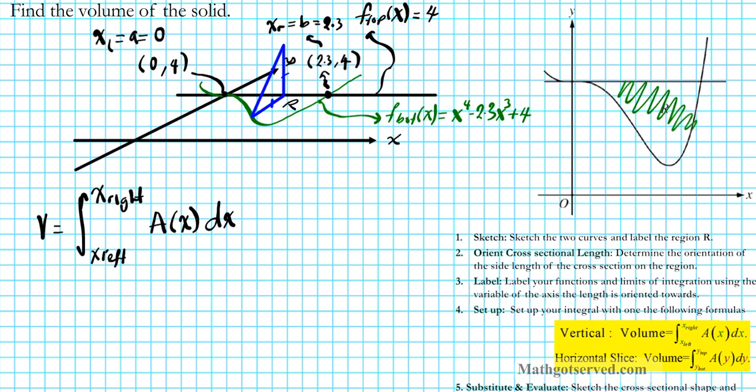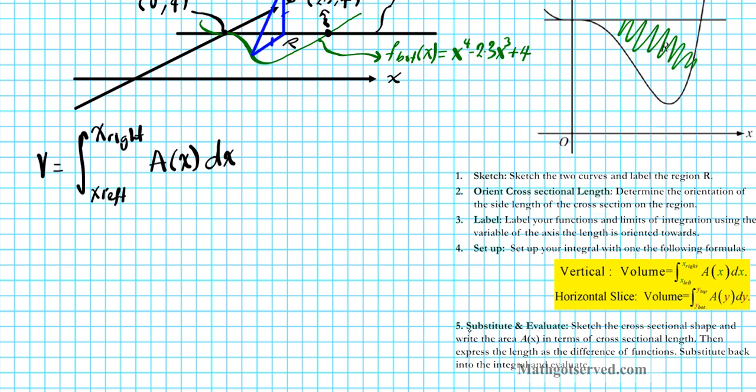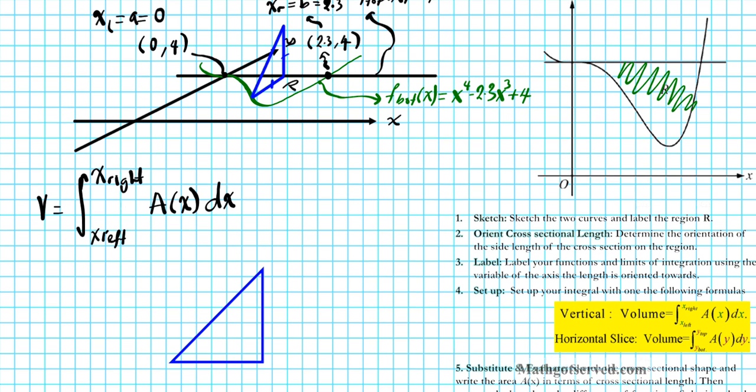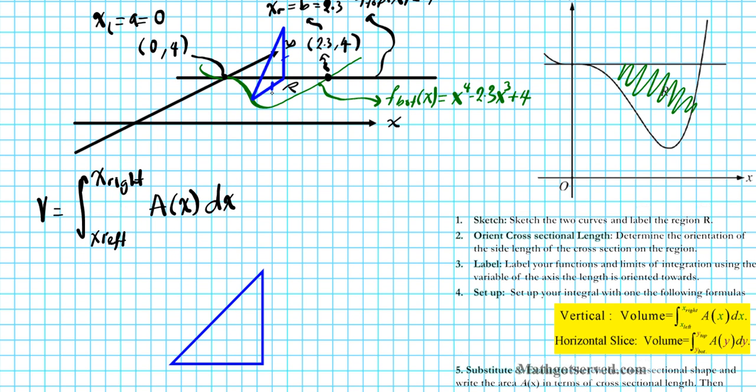Now we're going to advance to part 5. We're going to sketch the cross-sectional shape. So what's the shape of our cross-sectional region? It's an isosceles right triangle. Let's go ahead and sketch that. There goes our isosceles right triangle. Now we're going to try and figure out the area of this shape in terms of the cross-sectional length. So what's the cross-sectional length? We should have labeled that. This region right here, let's call it L.